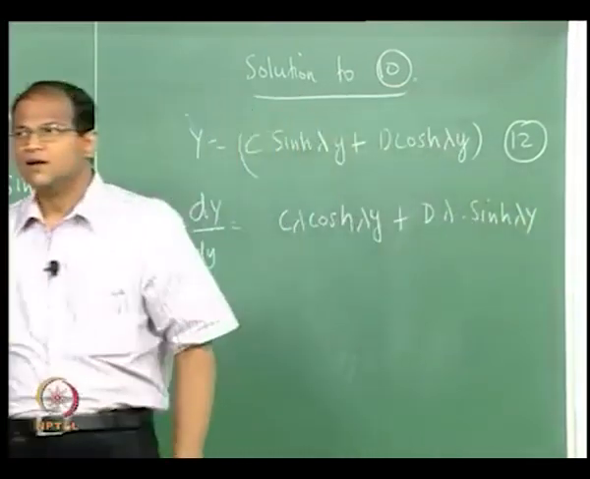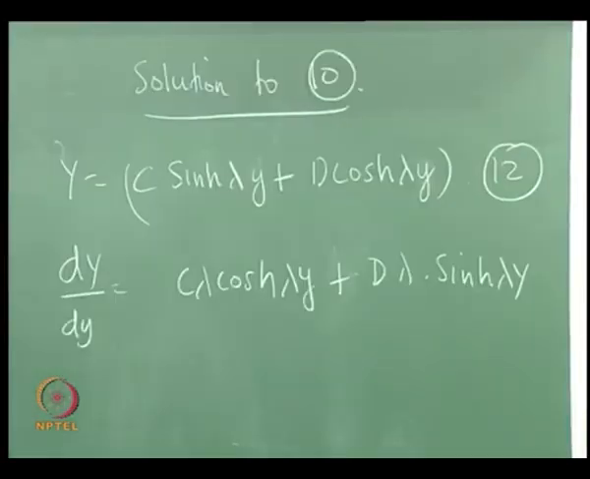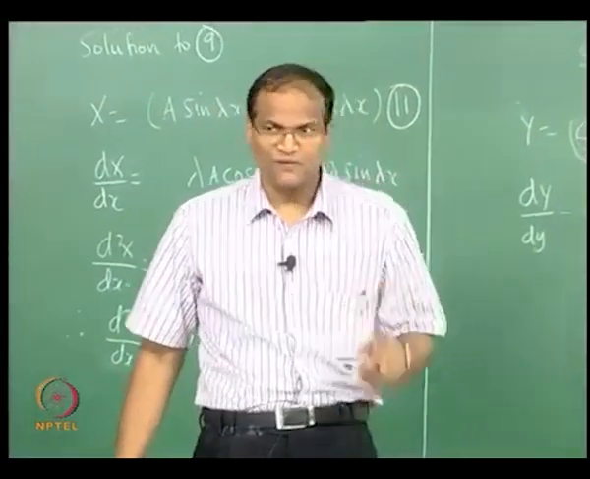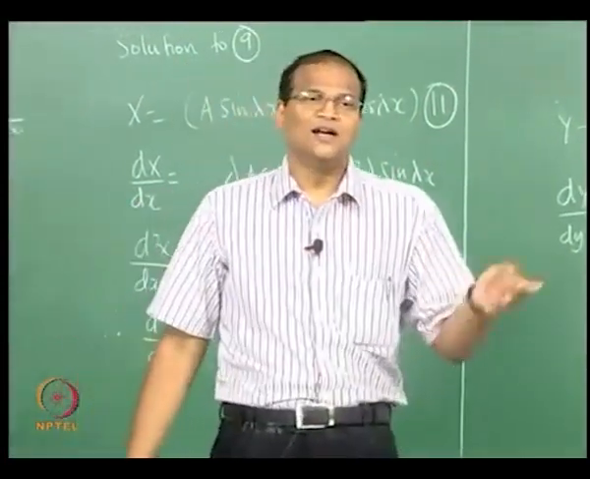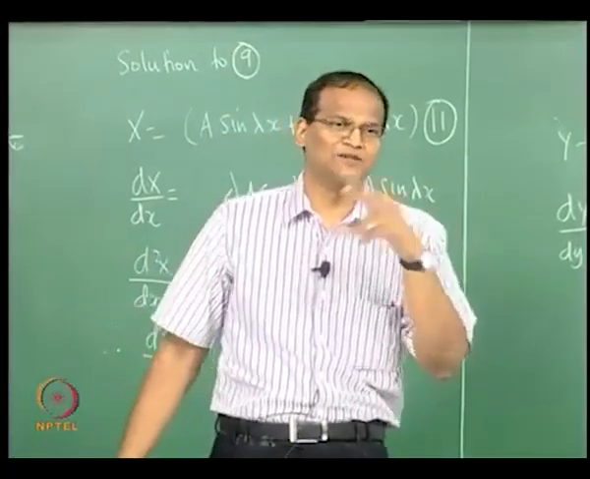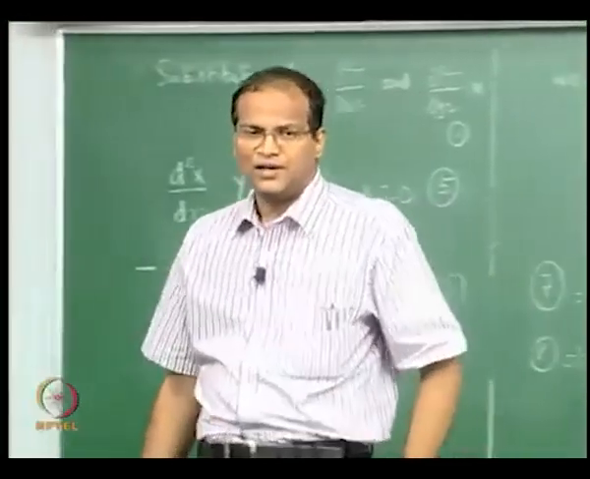Please note that cosh lambda y is e to the power of lambda y plus e to the power of minus lambda y, divided by 2. d by dy of cosh lambda y will be sinh lambda y. Similarly, d by dy of sinh lambda y will be cosh; there is no interchange of minus and plus sign, that will not come for the hyperbolic.